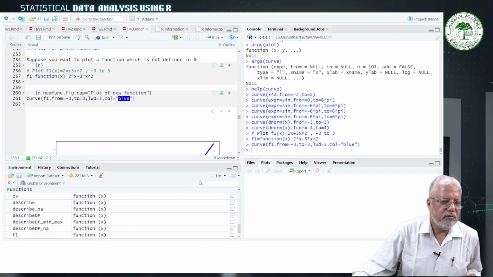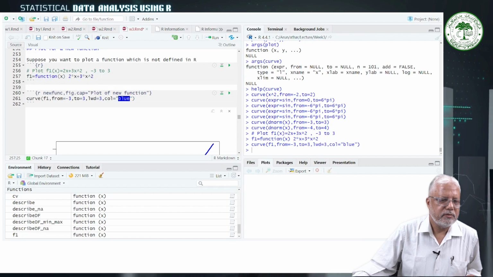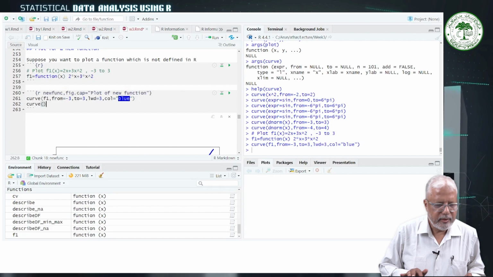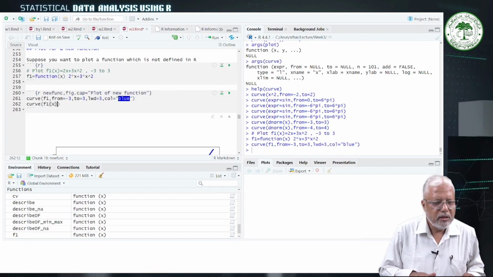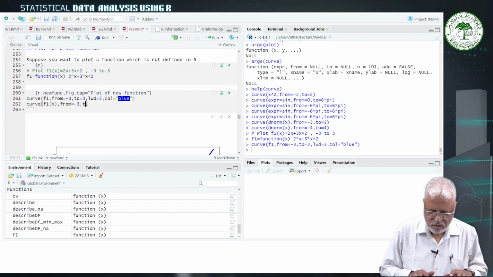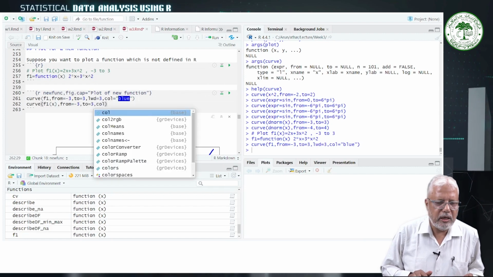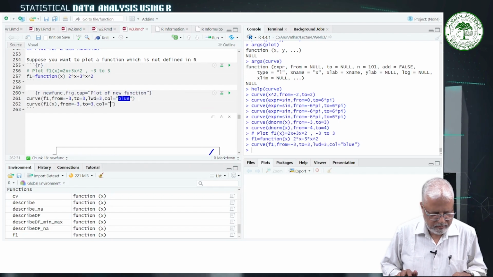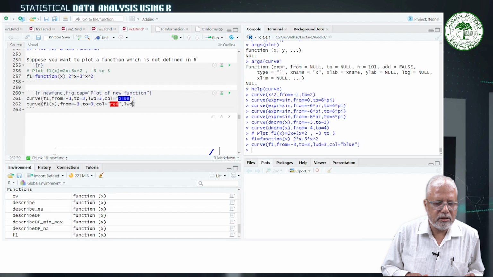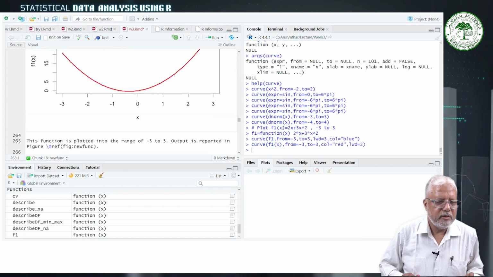Suppose we write here curve. Instead of f1, we can just write f1 and its argument, and from is equal to minus 3 and to is equal to 3, and color is equal to say red, and say for example lwd, line width, not 3, rather say 2. So what will you get? See, this is the line.